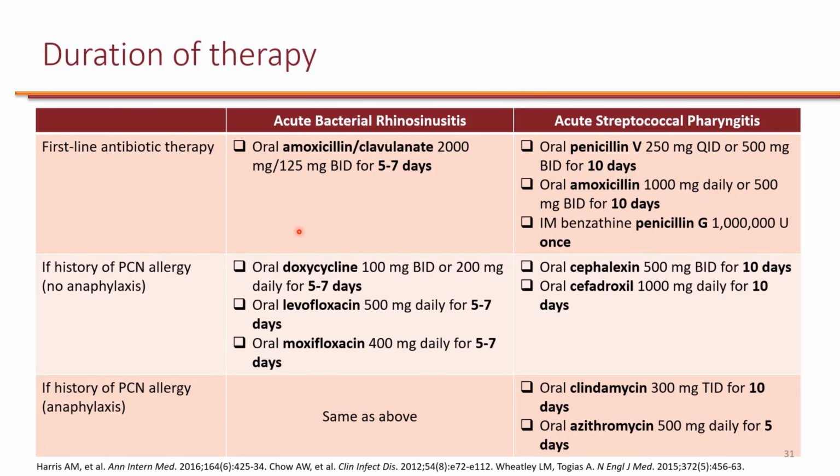Alternatively, if the patient cannot tolerate amoxicillin clavulanate, for example penicillin allergy, regardless of what the reaction was, the alternative would be doxycycline for 5 to 7 days. In fact, all recommendations are for 5 to 7 days. And then if really there is no other choice, we can use respiratory fluoroquinolones such as levofloxacin and moxifloxacin. These are once a day dosing for 5 to 7 days.